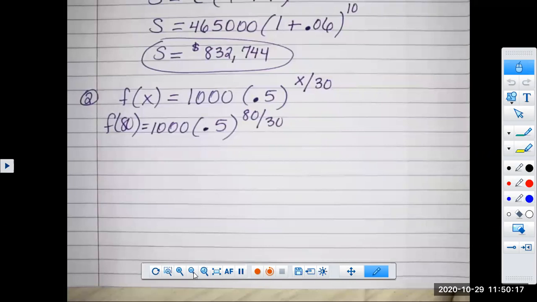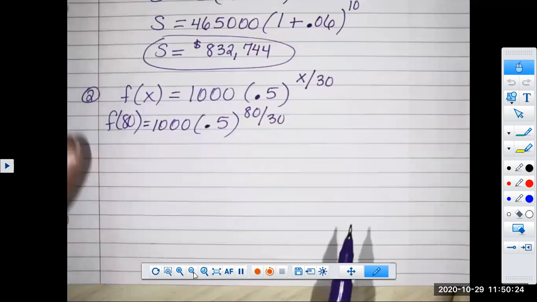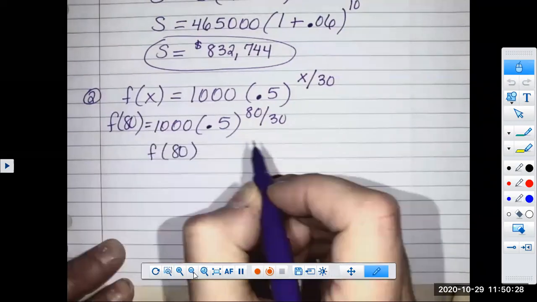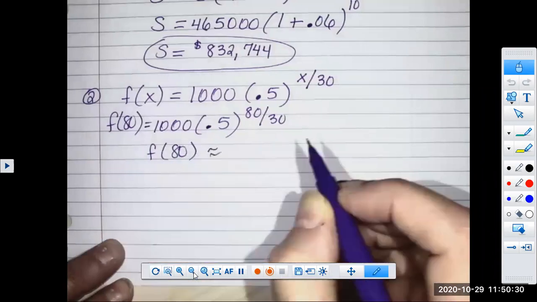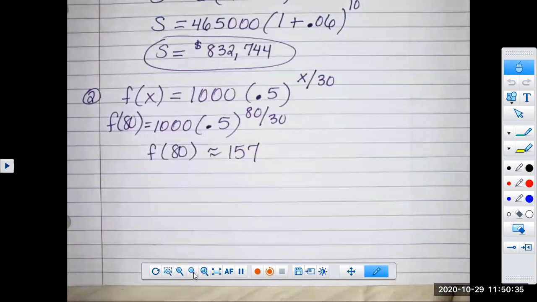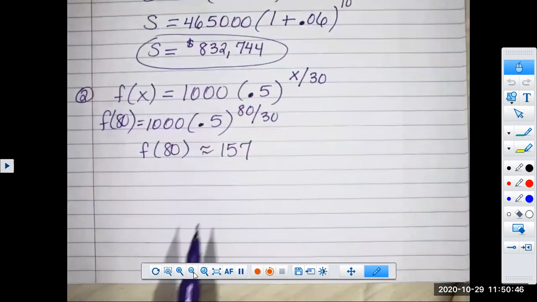What did y'all get? Did anybody plug it in? Good. You get approximately 157. This represents the kilograms of cesium-137 that's still in the atmosphere. It says even if there's 100 left, it will not be habitable by humans. So what do you say here? Is it safe in 2066? No.